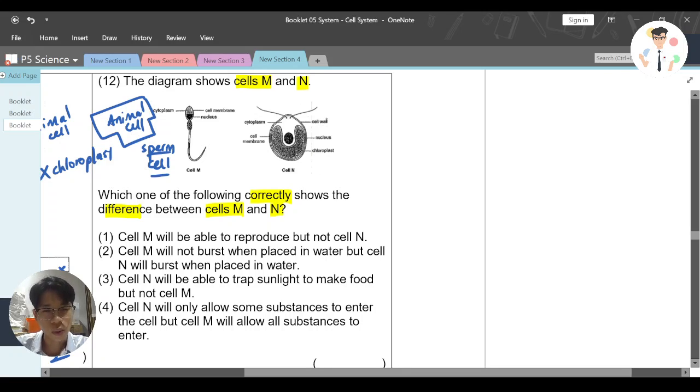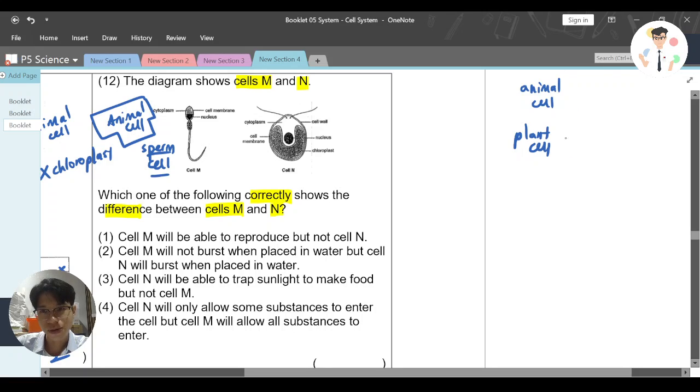Cell wall, there's a cell wall, there's nucleus, there's chloroplast, there's cell membrane, there's cytoplasm. It has 5 of these. Is this a plant cell? But teacher, does a plant cell look like this? It's a bit weird.